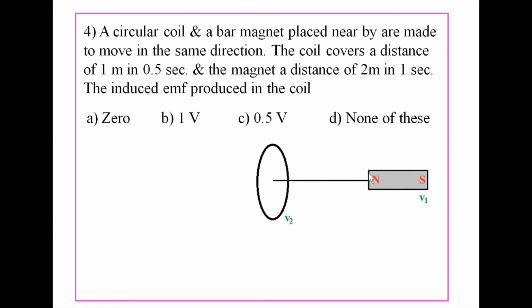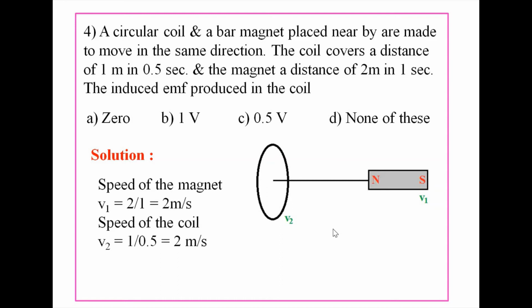This one is the diagram. Bar magnet moving with velocity v1 and a circular coil moving with velocity v2. Let's see how to solve this objective. Speed of magnet, that means v1 is equal to displacement divided by the time, that is v1 is equal to 2 by 1, having the value 2 meter per second.